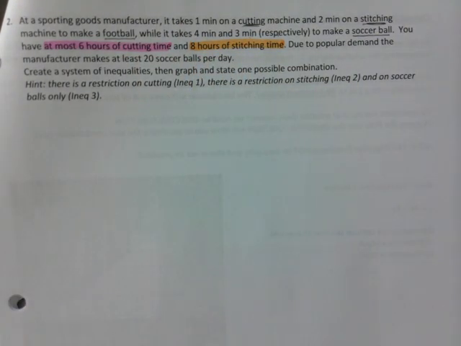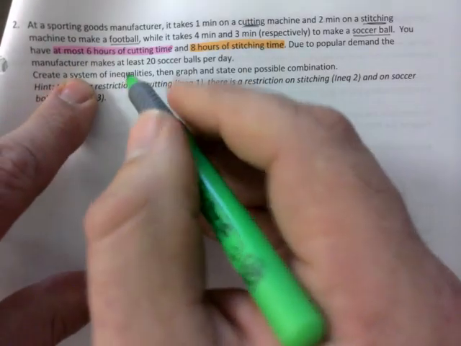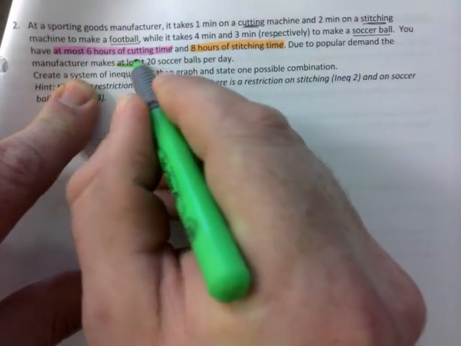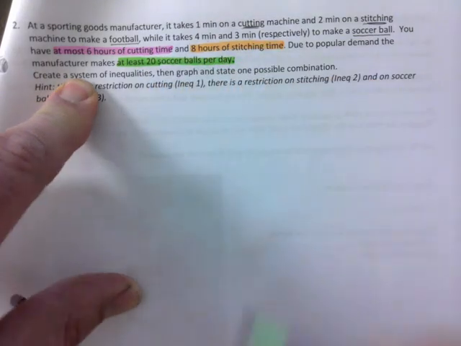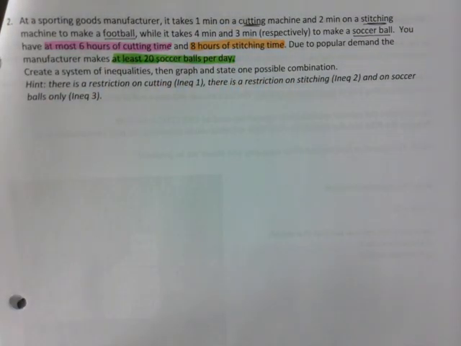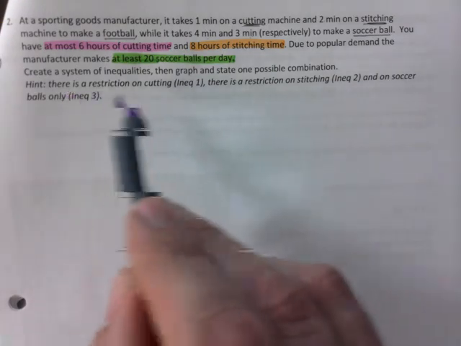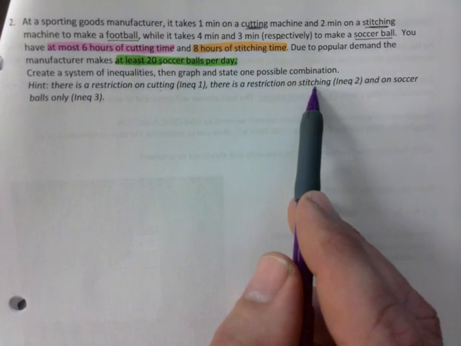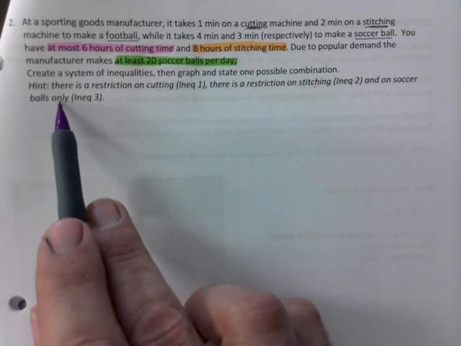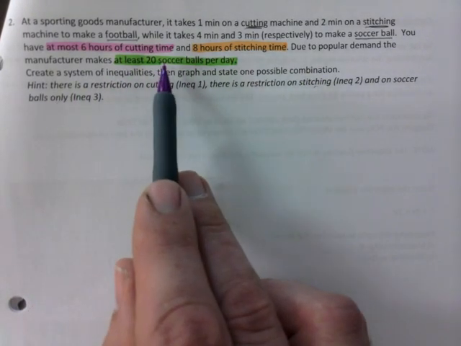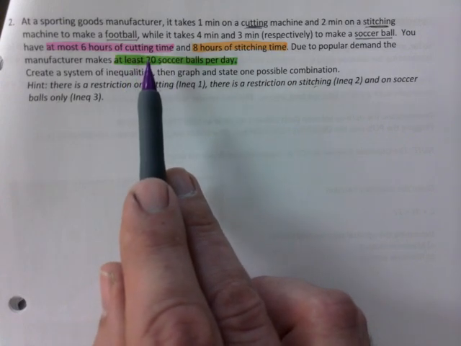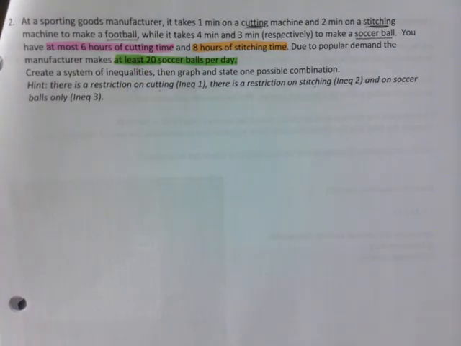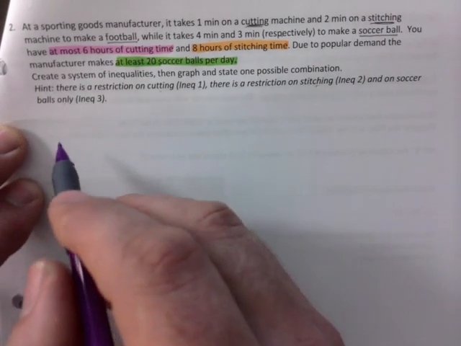And due to popular demand, the manufacturer makes at least 20 soccer balls per day. That is another one right there. At least 20 soccer balls per day. And I do give you that hint, right? There's a restriction on cutting, restriction on stitching, and how many soccer balls, right? That's specific to soccer balls. It doesn't mention the other one, so that variable will not appear here. So let's create a system.